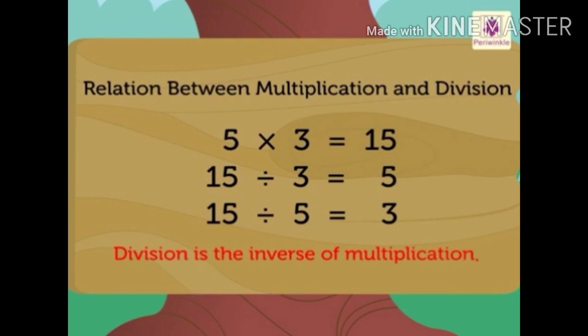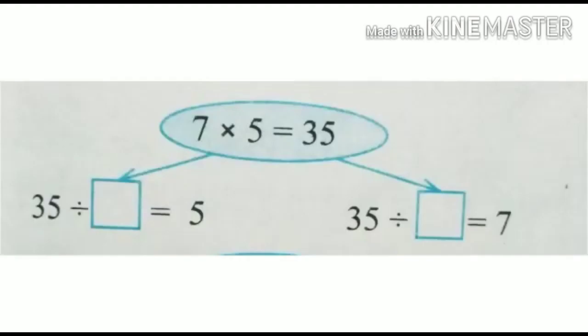Now we'll see the examples on page number 33. So see, the first example is given. 7 multiplied by 5 is equal to 35. That is 7 5s are 35. 5 7s are also 35. So here given 35 divided by dash. So we have to say the table of 5. So it is 5 7s are 35. So our answer is 7.